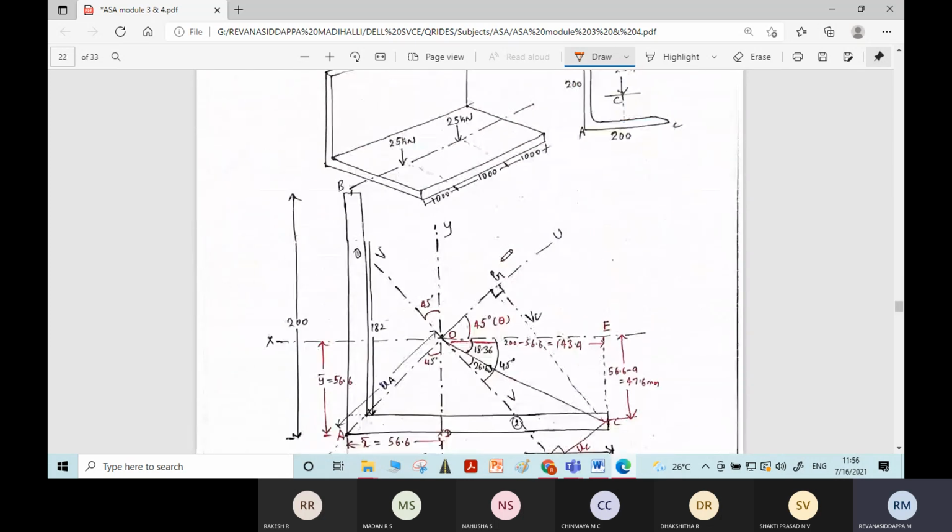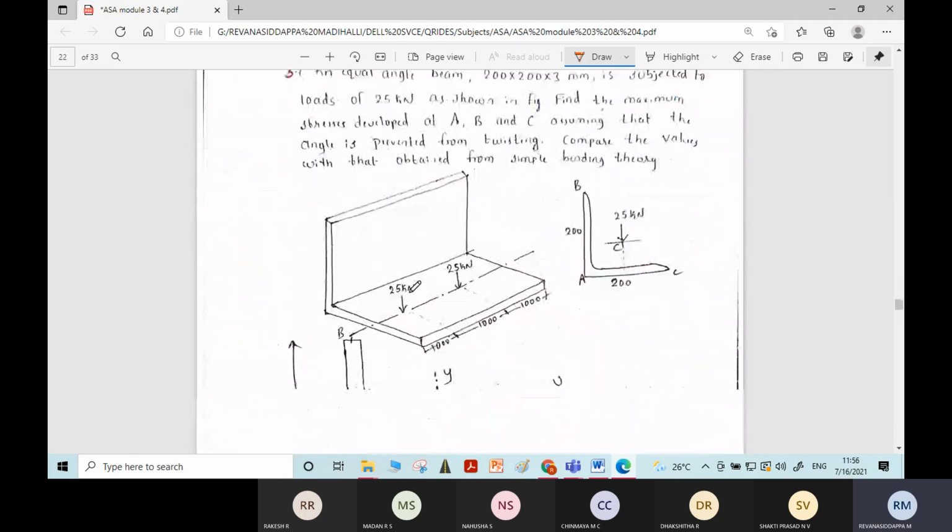See, as we have calculated this E, similarly here also I have done some calculation.